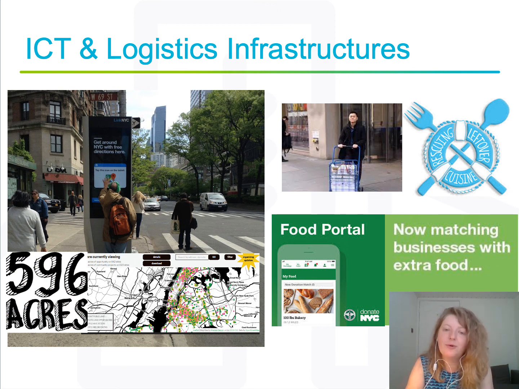And the way the portal works now is it has a fancy algorithm that makes good matches between food donors and receivers who are close by, who have capacity, who have need for that food. And yeah, I'm really curious how it's working.